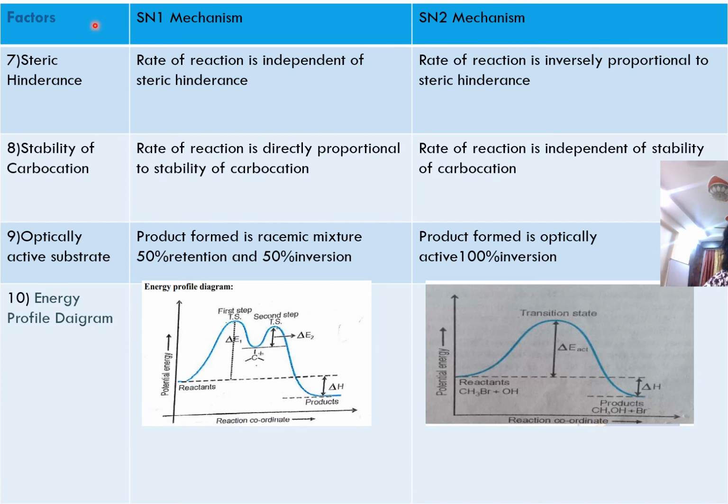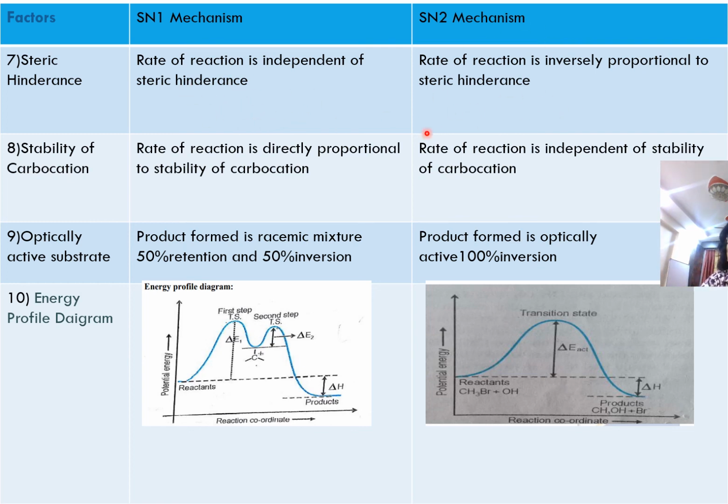So as we said, steric hindrance: for the SN1 mechanism, the rate of the reaction is independent of steric hindrance. Nothing to do with steric hindrance, because in the first step the carbocation is formed, and the steric hindrance problem is when the bonds are being formed and the nucleophile is approaching. Here the carbocation is already formed, so there is no such hindrance.